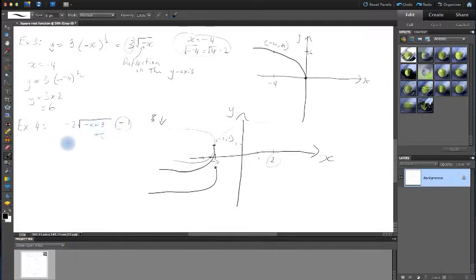Because look, if we put x equals 2 into this, we get y equals -2 square root of -2 plus 3, minus 1. -2 plus 3 is, of course, 1. So that's the square root of 1, and the square root of 1 is 1, so it's -2 minus 1 equals -3. So at that point, there should be a point here at (2, -3), and there isn't. So we've obviously made some sort of mistake.